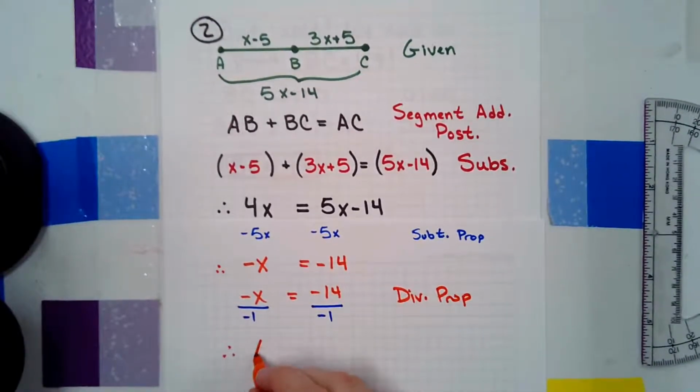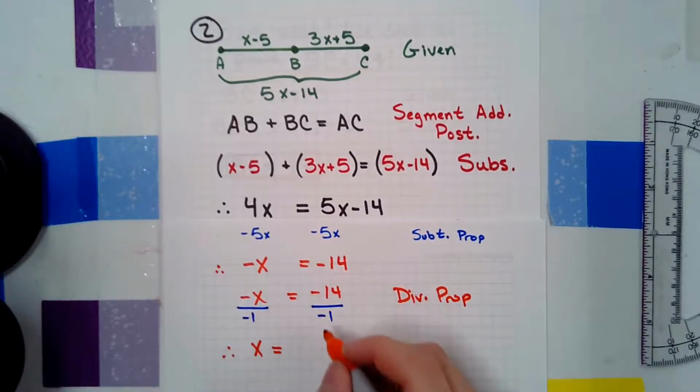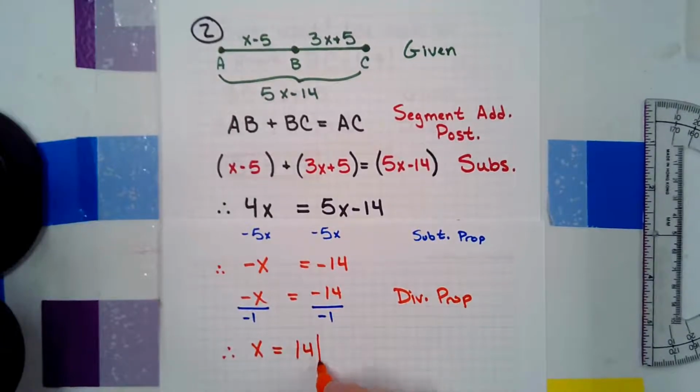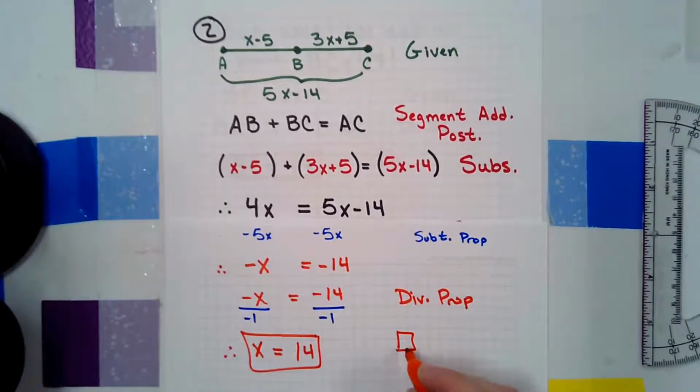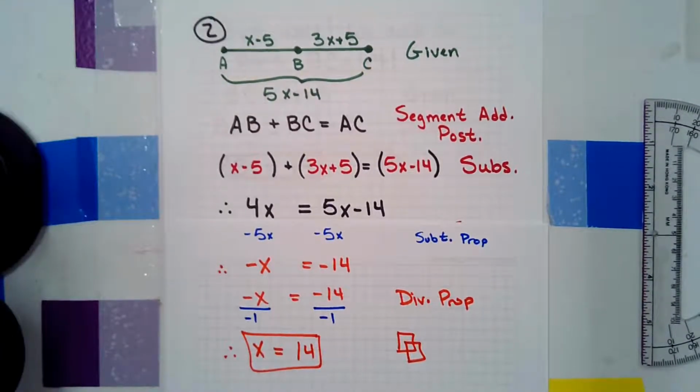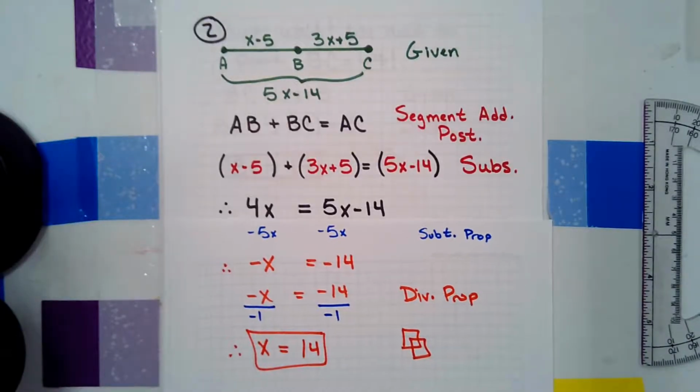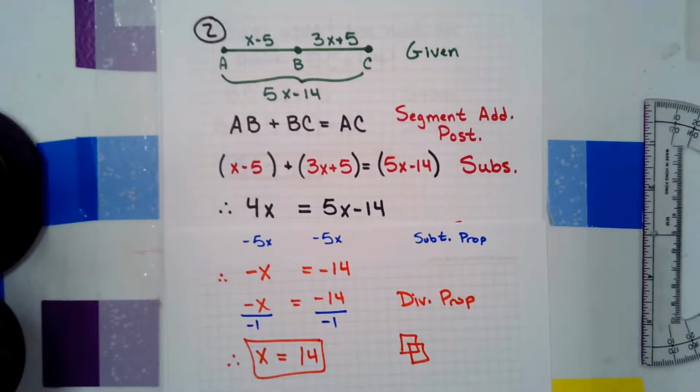Therefore, regular x, because negative divided by a negative is a positive, equals a negative divided by a negative is a positive 14. And we're done. We've proven what they wanted, so we do the swag box, and we're good. Okay? That's one way of doing it. Here's how I did it. It's different than even Laney's method.